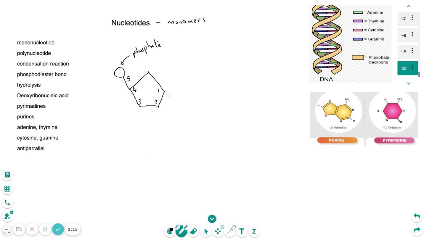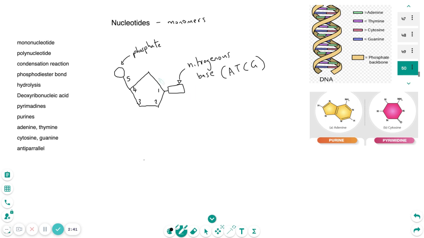And then finally, it's got a nitrogenous base. And there's only 4 bases. When we talk about DNA, there's 4 we need to know. A, T, C, and G, or adenine, thymine, cytosine, and guanine.